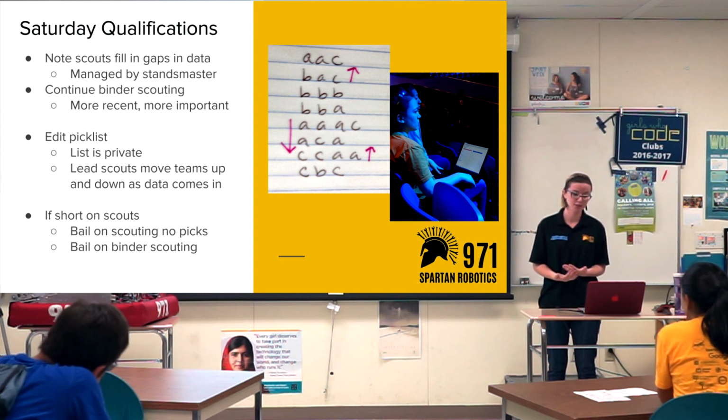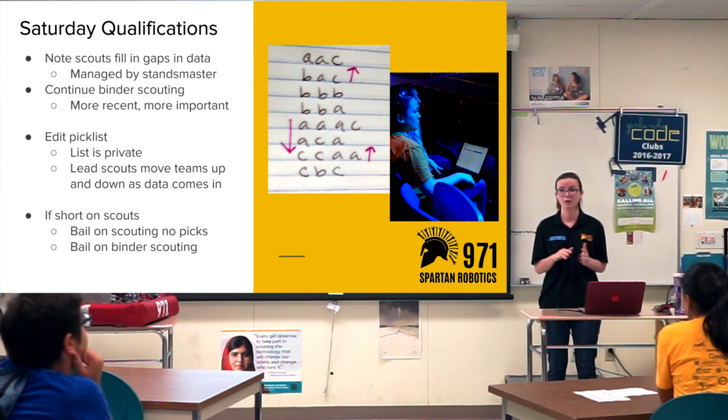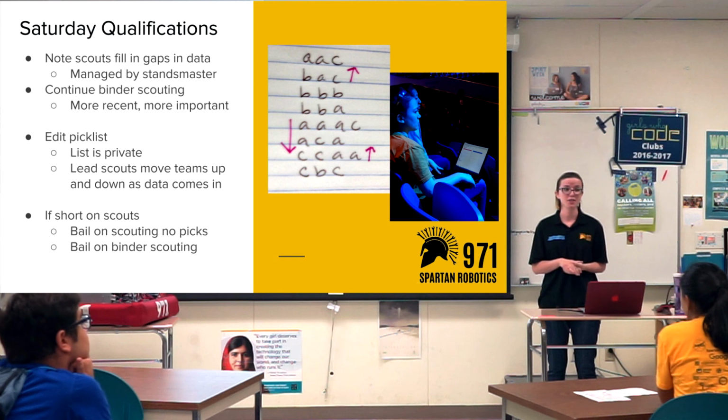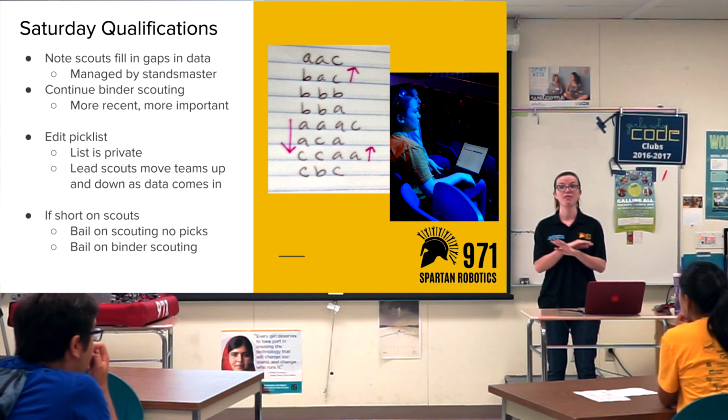So we edit the pick list. The pick list is kept private between the top 3 or 4 scouts for strategic reasons and professional reasons. So the lead scouts are moving teams up and down as data comes in. Maybe they'll watch a team we didn't know a lot about, we watched their match and they were on fire. So we're like, oh my god, that team has to move up.